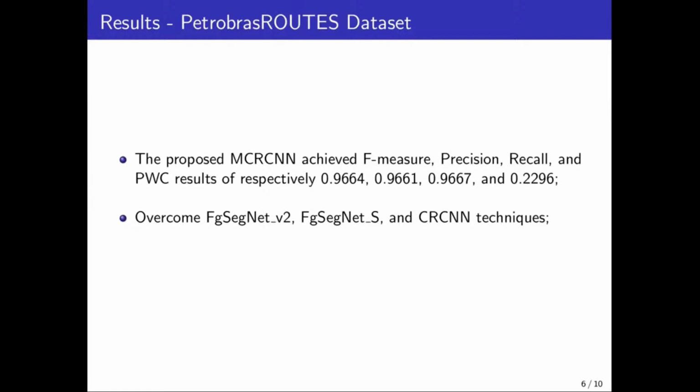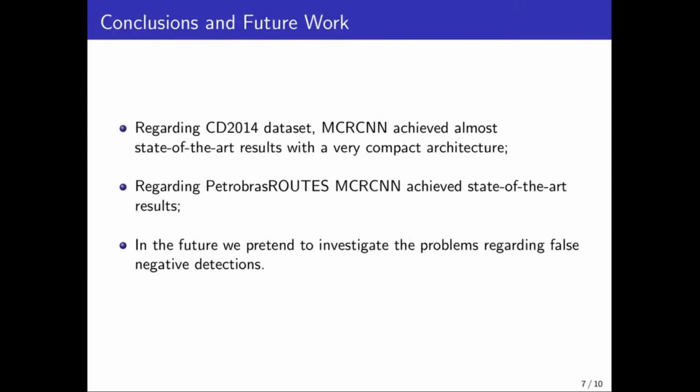In the Petrobras Routes, the MCR-CNN achieved state-of-the-art results, overcoming FG-SegNet V2, FG-SegNet S, and CR-CNN techniques. We then conclude that in Change Detection 2014 it achieved almost state-of-the-art results with a very compact architecture, and also state-of-the-art results in the case of Petrobras Routes. In the future, we intend to investigate the problems regarding false negative detections.